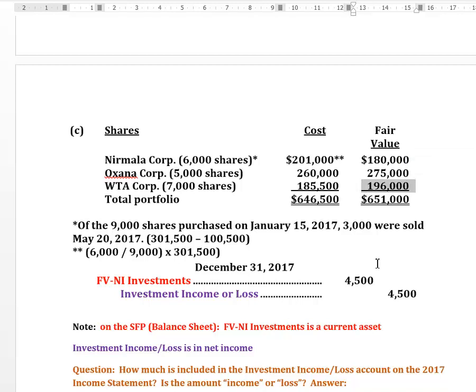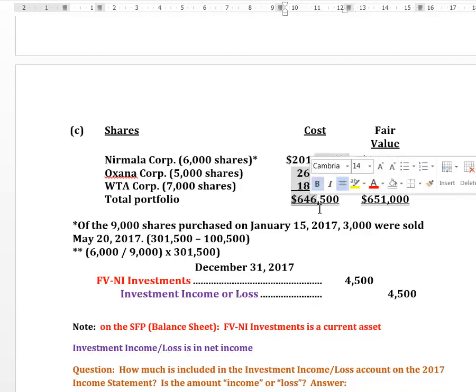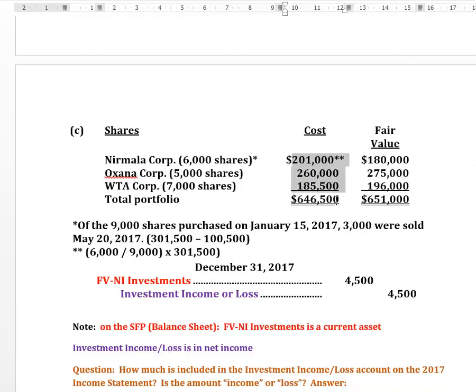So remember, with the fair value through net income investments, we add up the entire cost of what we have, or the most recent value for the investments on our books, which happens to be cost, 646.5, and compare it to the fair value that was given to you in the question at 651. So we need to make sure that fair value through net income investment account is sitting at 651, because now it's sitting at 646.5. So we have to adjust it upwards by 4,500. So we're going to debit the fair value through net income investment for 4,500, the difference between 651,000 and 646,500, and we're going to credit, because we can see it's a gain of 4,500, we're going to credit for 4,500, right?